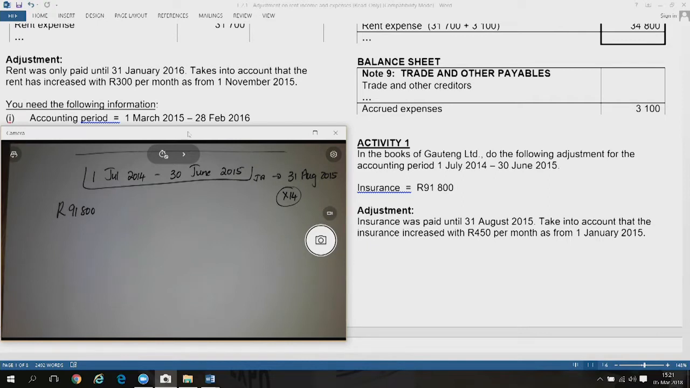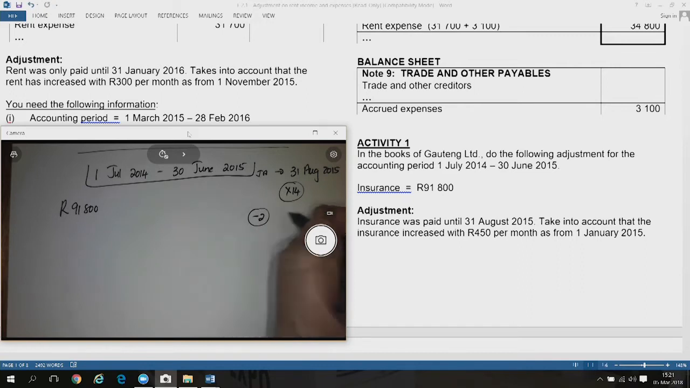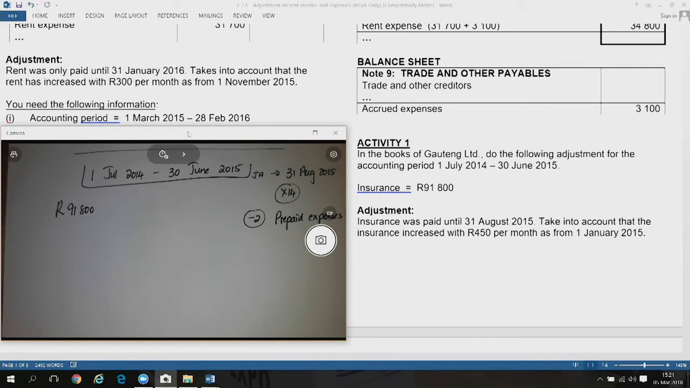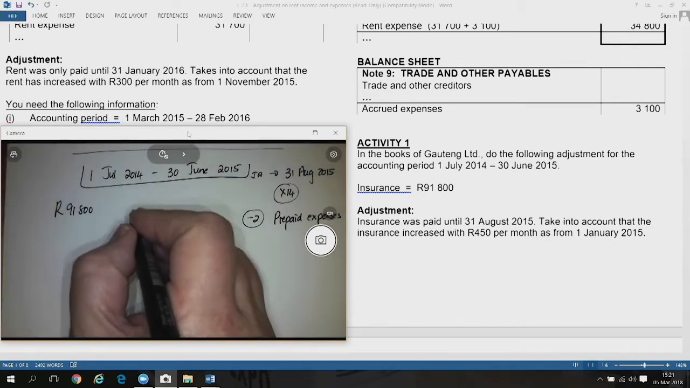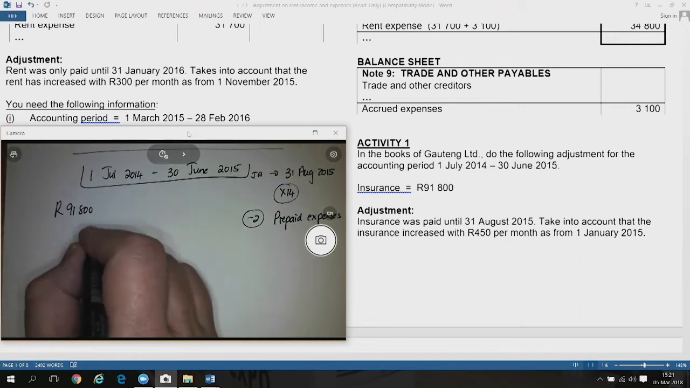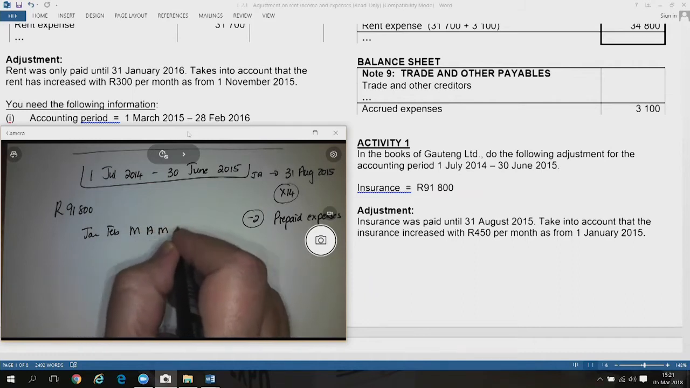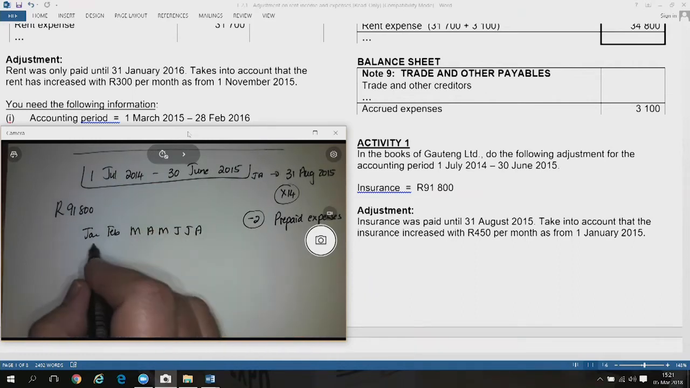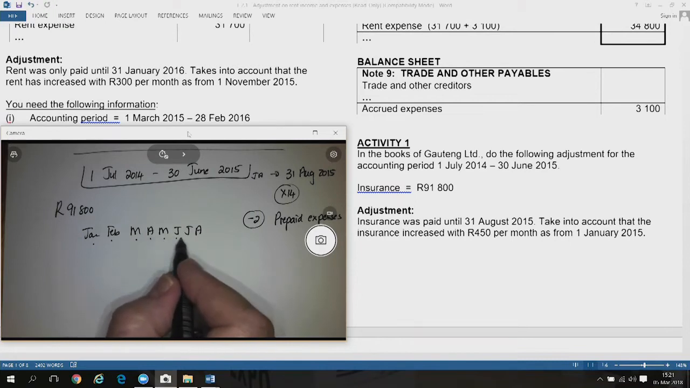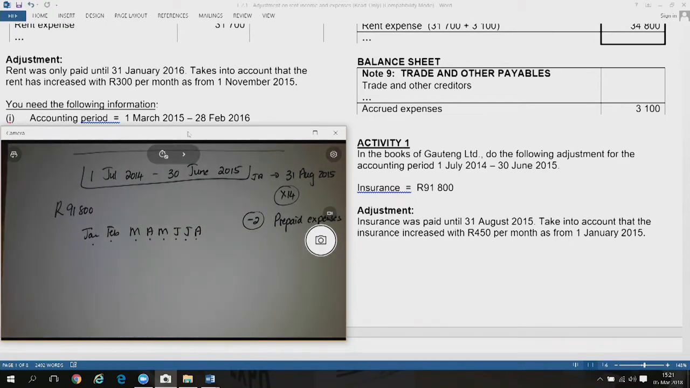And if we pay for 14 months, it means that we must minus 2 months as prepaid expenses. Prepaid expenses. Okay. So the increase was 450 Rand per month from the 1st of January. So the increase was January, February, March, April, May, June, July, August. 1, 2, 3, 4, 5, 6, 7, 8. Okay, so what are we going to do?